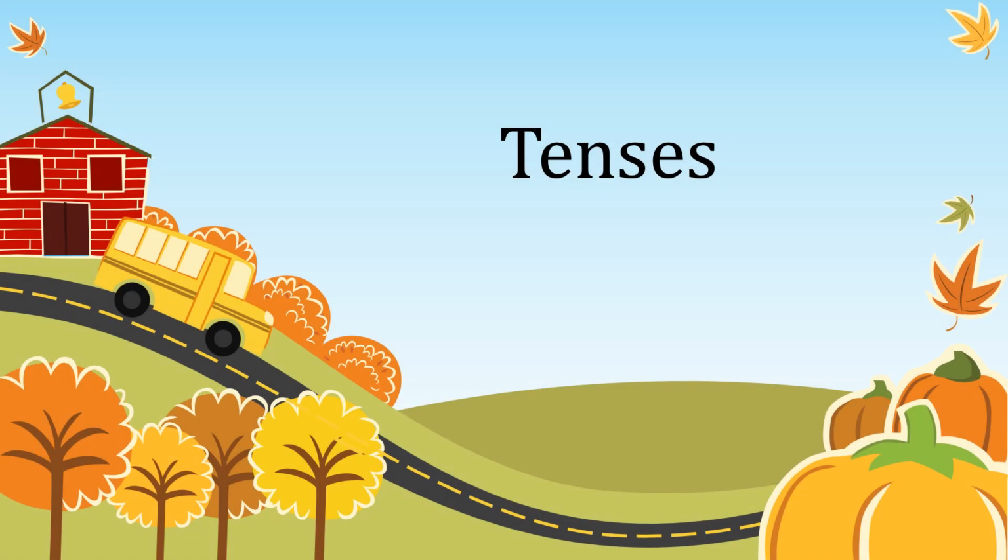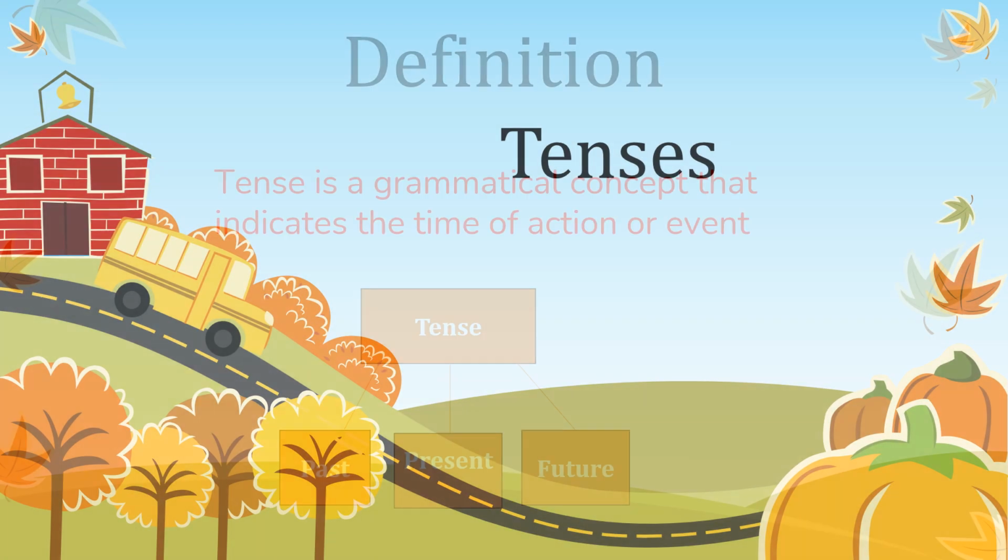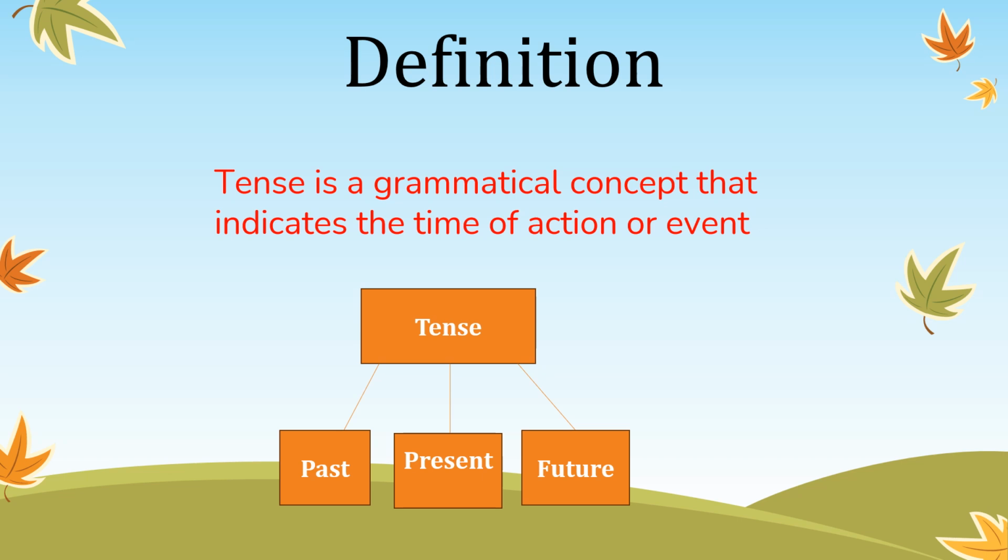Let's start with the tenses. Now, what is a tense? Tense is a concept that indicates the time of action or event. These are the set of rules that help us to make sentences for different frames of time.